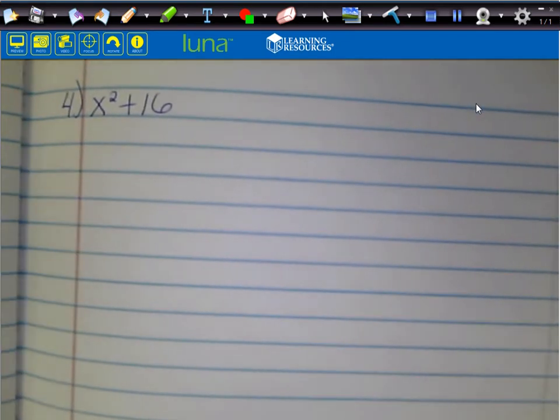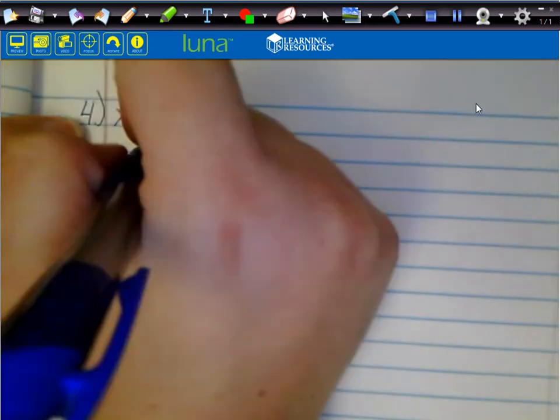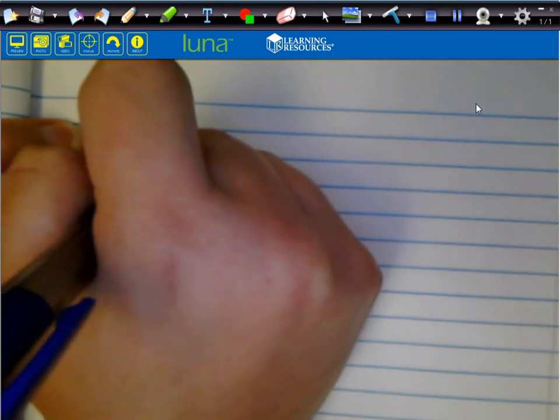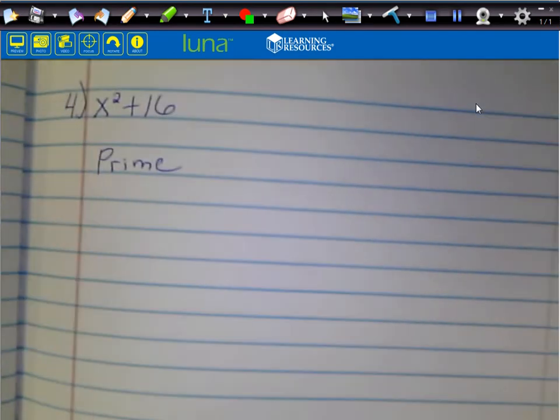So since I don't have a GCF to pull out, and it's not a difference of perfect squares, then for this one, I can't do anything to factor it. So I'm just going to write the word prime. If there's no way for you to factor something, the word for that is prime. So you're just going to write prime and you're done for this one.